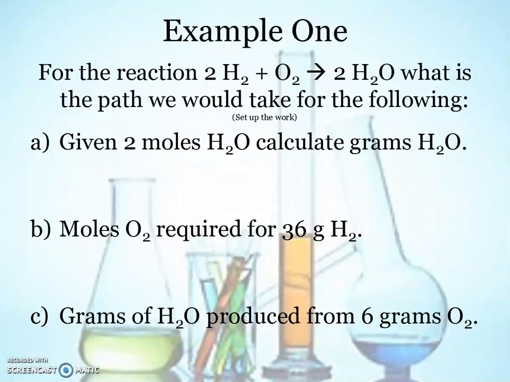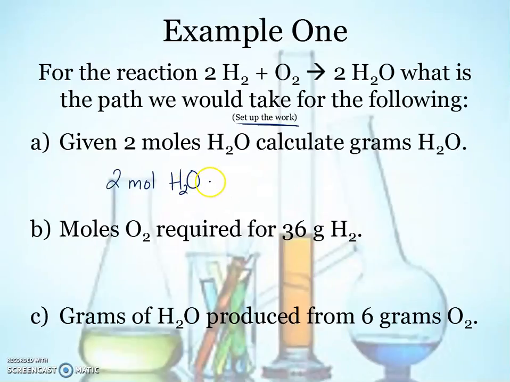All right, so let's just jump right in. For the reaction, 2 hydrogens plus 1 oxygen gives 2 waters, what is the path we would take for the following? If we were given 2 moles of water, how would we calculate grams of water? All we're doing here is setting up the work. So we would have 2 moles of water. And if you think you've got this, it would be best if you pause it and then come back and check your work.